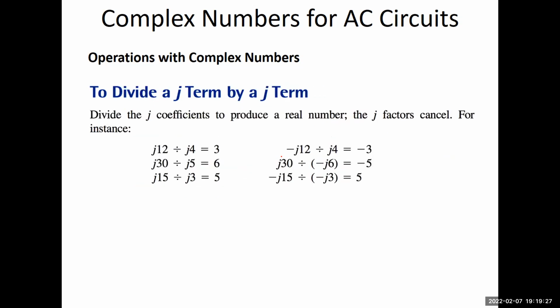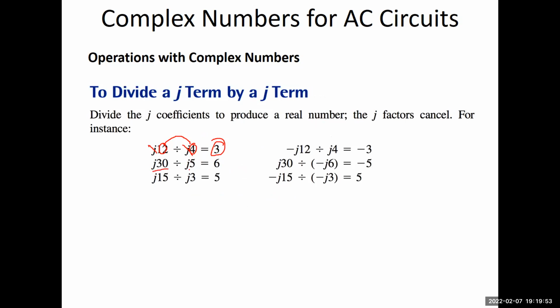So to divide a J term by a J term, divide the J coefficients to produce a real number. So the J factors cancel. For instance, J12 divided by J4. Ito na lang 12 at yung 4 ang i-divide natin, and then the J cancels out. And it will become only 3.